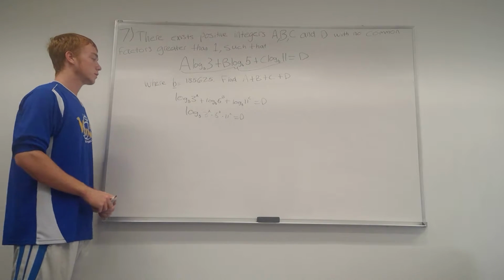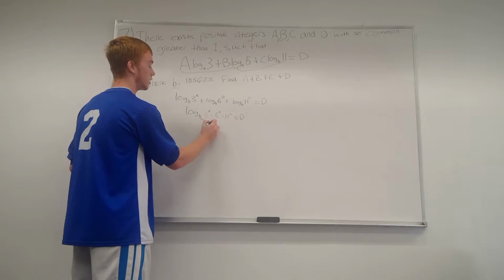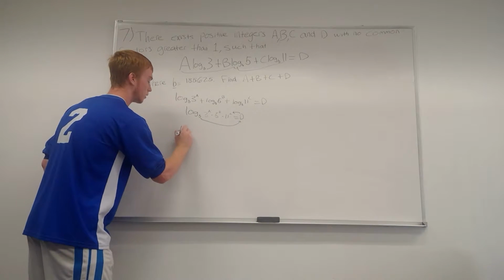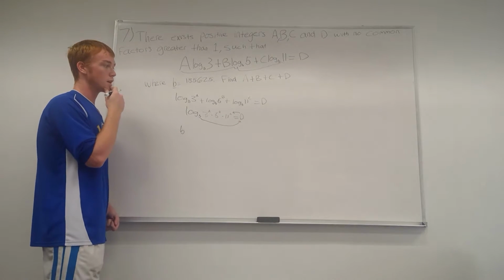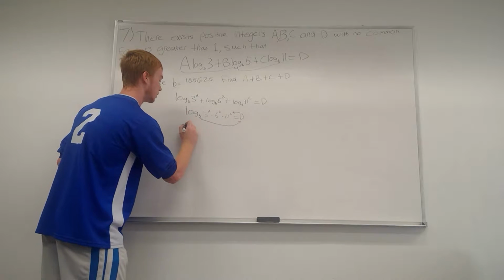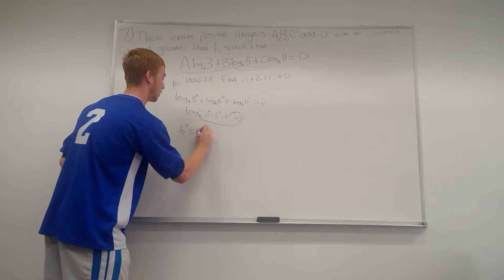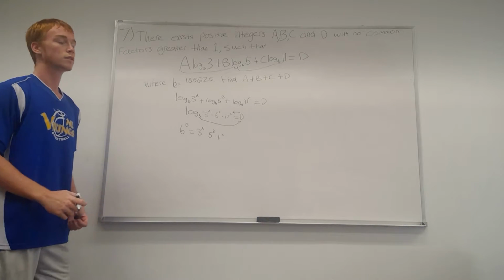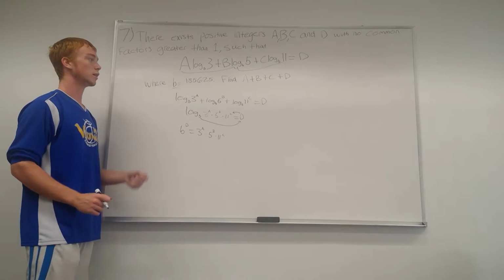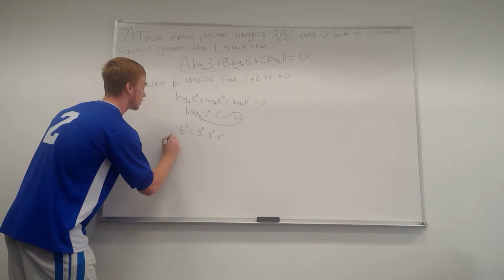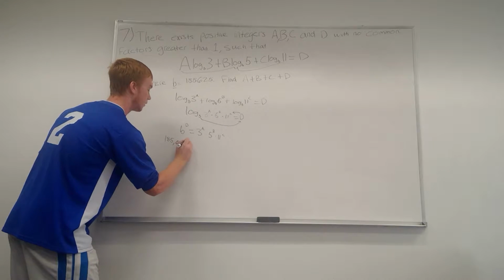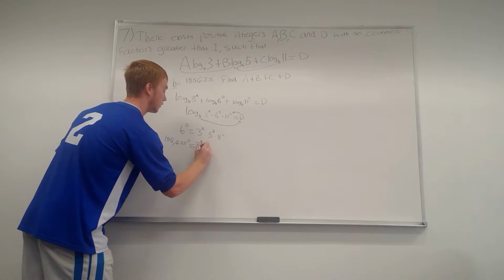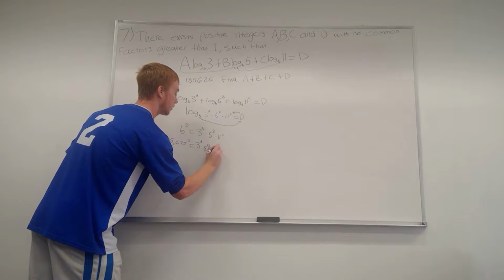Now to solve this, you're going to take b to the d power equals the argument. That's how you solve logarithms. The base to the answer equals the argument. So b to the d power equals 3^a times 5^b times 11^c. Now we're going to plug in lowercase b, which equals 185,625. So 185,625 to the d power equals 3^a times 5^b times 11^c.